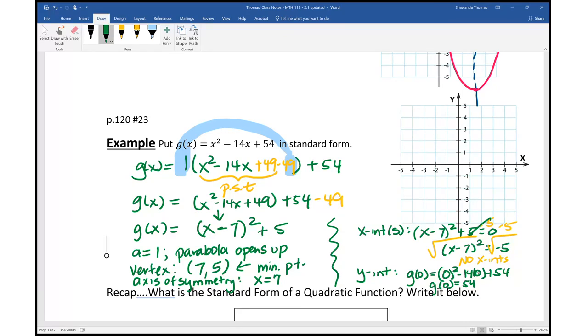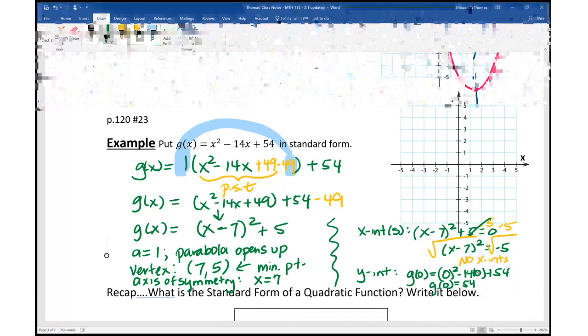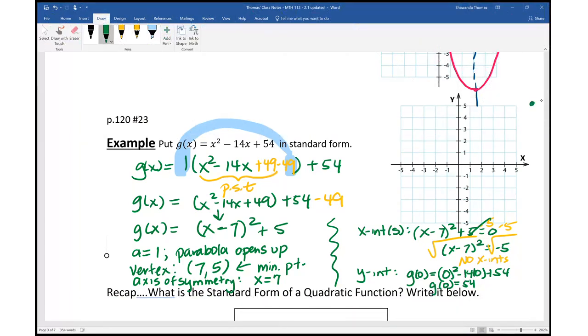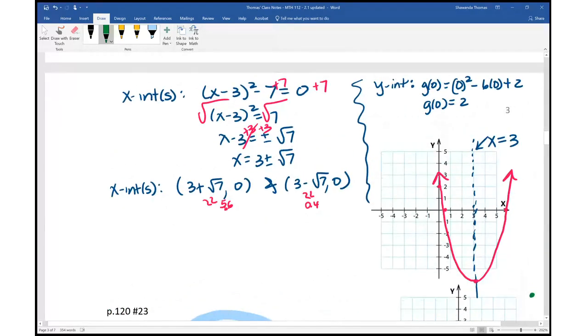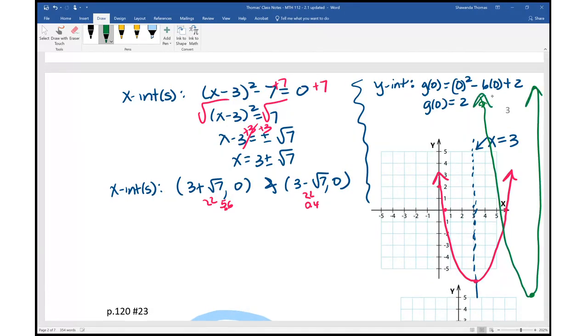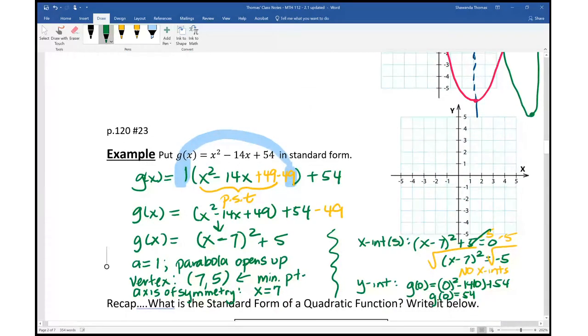So we have a couple important points. The vertex is 7, 5. That's going to be off our little scale over here, right? And then 0, 54, that's way somewhere over here. So it's doing something like this, and we had to guess way off our little scale here. You can always use Desmos or GeoGebra to plug in this function so that you can see that the graph does cross the y-axis at 54 and it never crosses the x-axis. And the minimum point or the vertex here is at 7, 5.